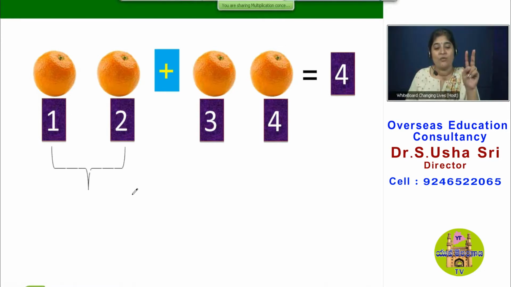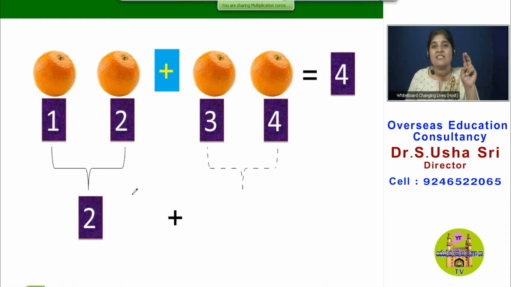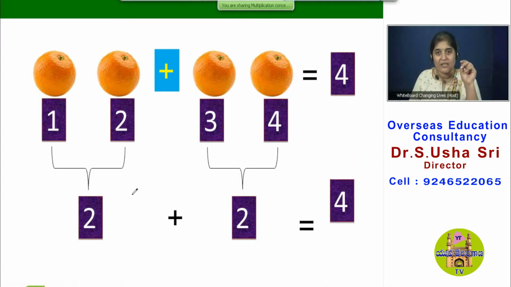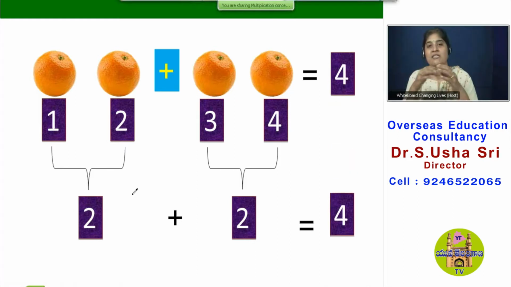1 and 2 means now we have taken one group, and 3 and 4 is the other group of 2. So 2 plus 2 is nothing but 4. What is 2 plus 2, children? We know that 2 plus 2 is 4. In case when I want to write the same 2 plus 2, how many groups are there, children? There are two groups here of 2 oranges each.